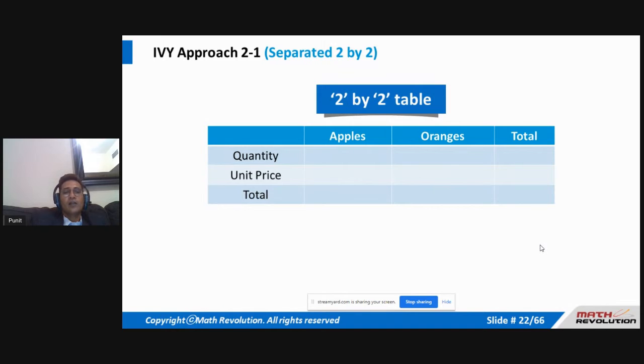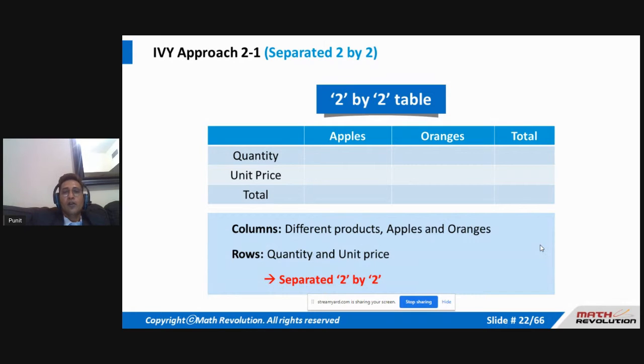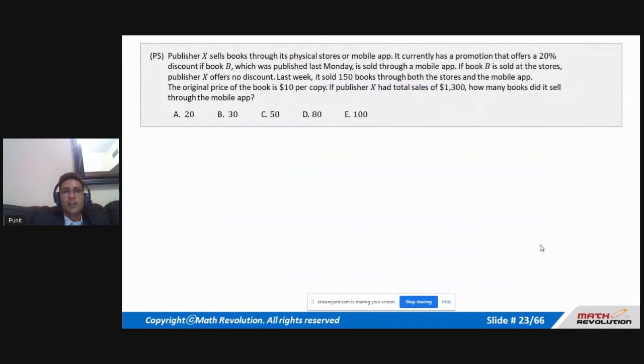So the table that looks like to us, the separated 2 by 2 table, is this. Apples, oranges, and total, and we have a quantity and a unit price. A basic description is there. Columns have a different product, rows have a quantity and unit price. Let's talk about one of the questions based on the same. On the separated 2 by 2 table, keep your pen and paper ready, and let's see who all get the correct answer for the next question, which is about to be on your screen.